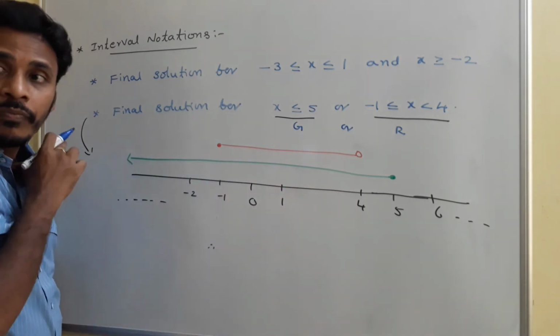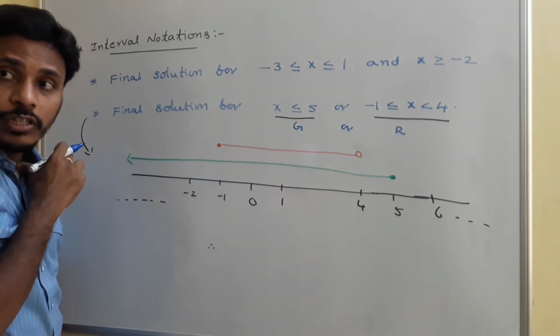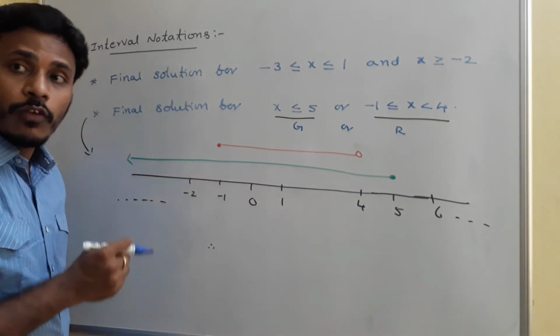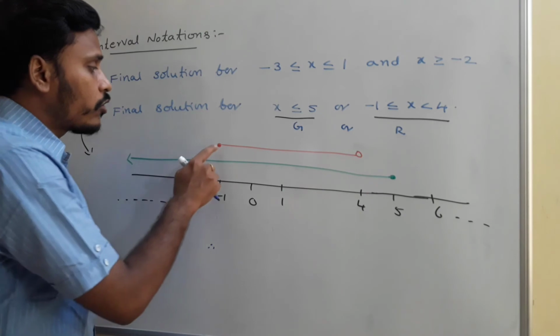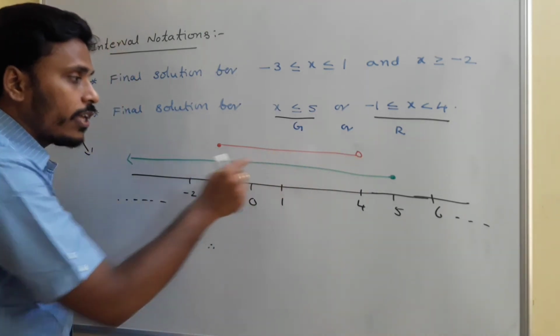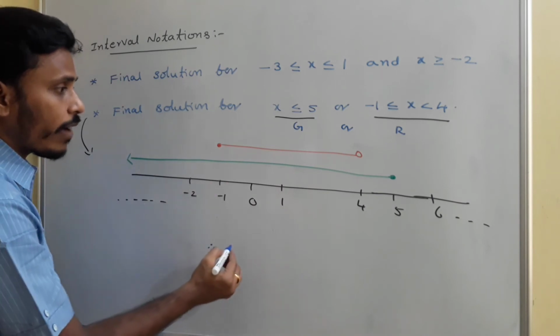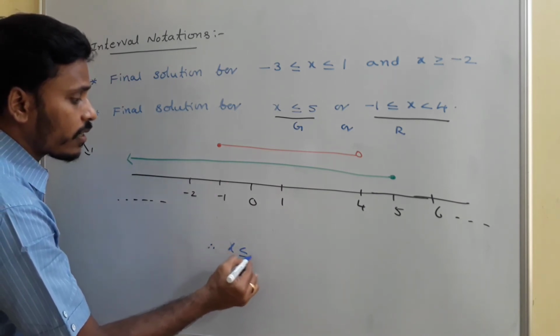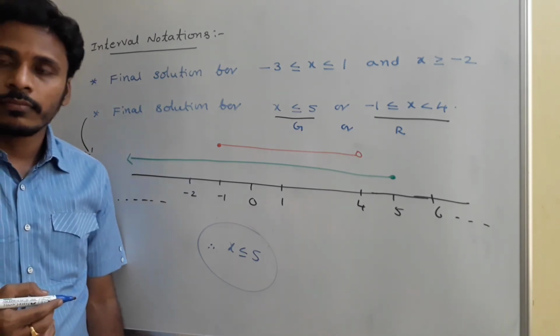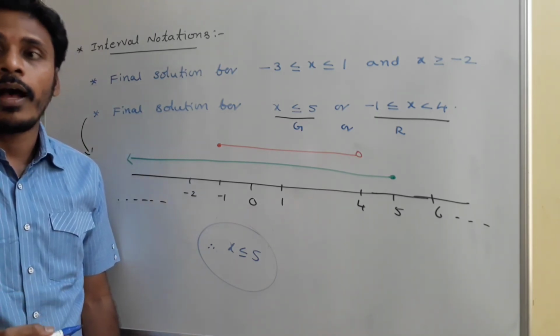The values of x, if you follow the green color, are every number which is less than or equal to 5. Whereas the values of x, if you follow the red color, are in between -1 and 4. So this -1 to 4 is already included in the green color, and that's why the final solution is simply x less than or equal to 5. This is the final solution. Is it clear? Yes, absolutely.